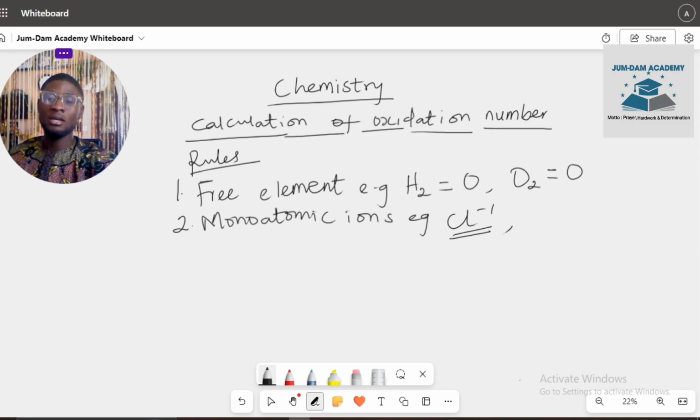Are we there? If I have something like this, sodium plus, this is +1, right? Let's say we have calcium, yes, calcium 2 plus. So this is 2. So the oxidation number of monoatomic ions is the charge on the ions. So you should be able to differentiate between an element in a free state, in an uncombined state, and monoatomic ions, right?